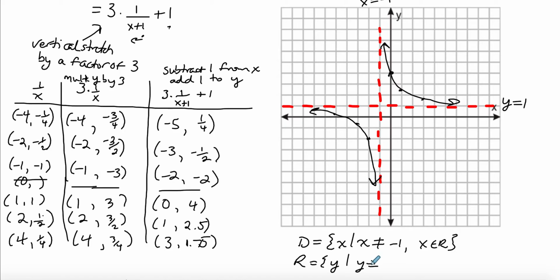Because these are our asymptotes, they show up in our domain and range. Y can never equal 1. Y is an element of all real numbers. So vertically, I am never going to have any points actually equal 1. I'm going to have some above and I'm going to have some below.